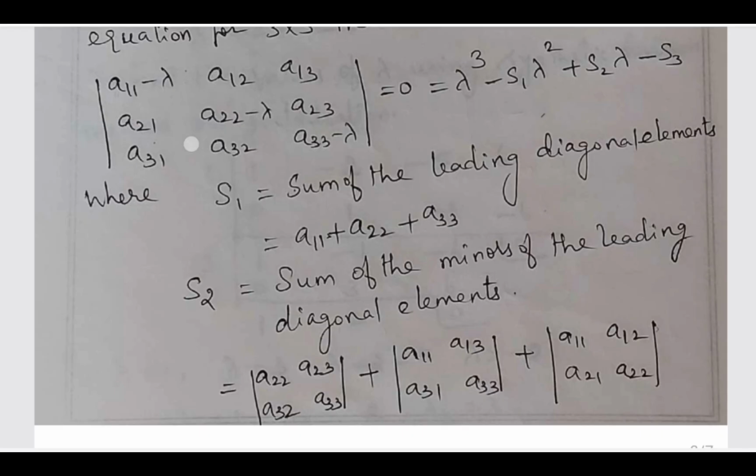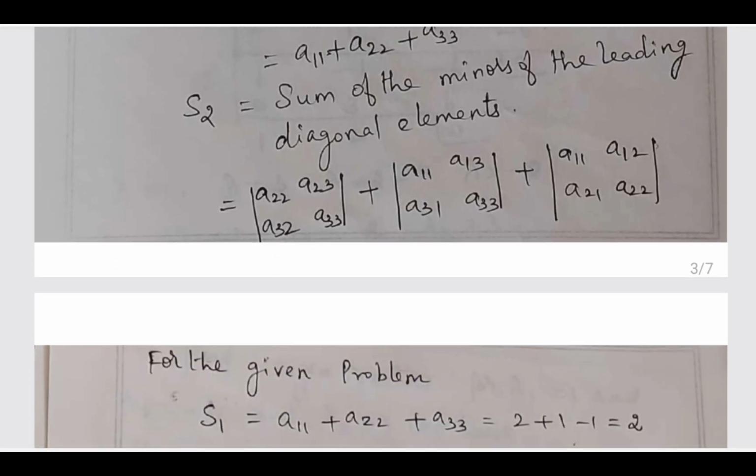And similarly, we have to go for the third one. So for the third element, you have to delete the respective column and row and find out the remaining elements. So it is A11, A12, A21, A22. Then after that, you have to add all those elements so that will give you totally S2 value.